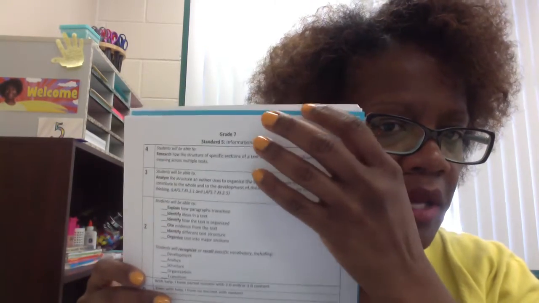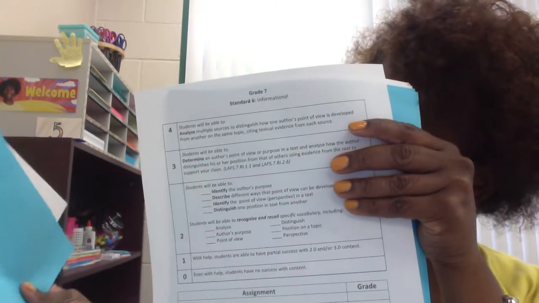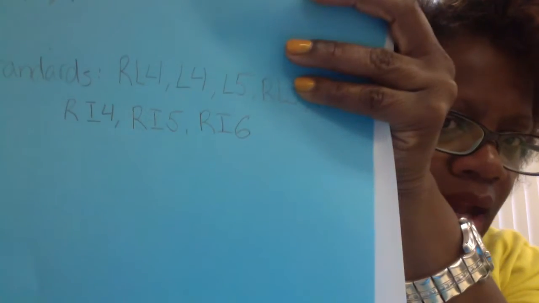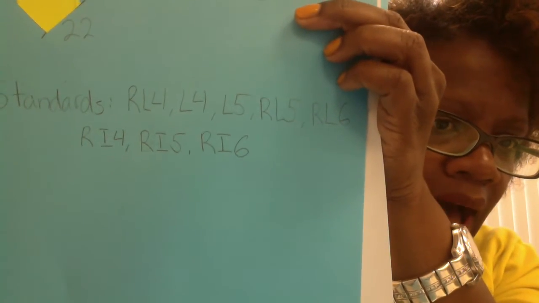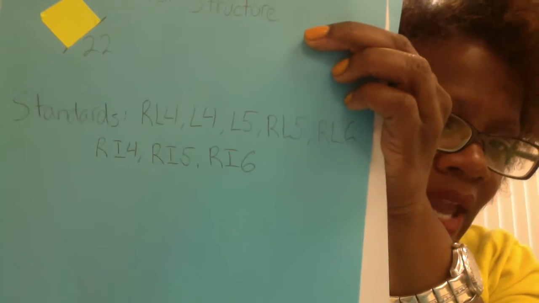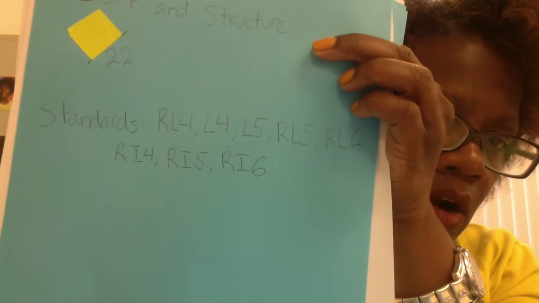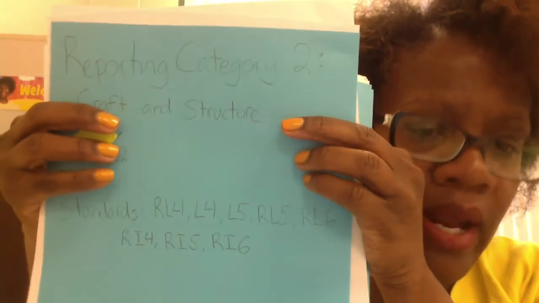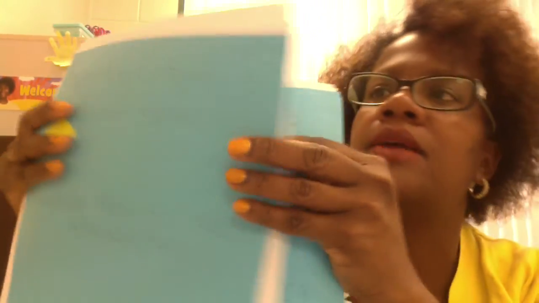Standard 5 informational. Now, here's what you need to know. Standard 6 informational. Here's what you need to know. There are 2 standards tested in this reporting category that I don't have scales for. L5 and L4. I will create the scales for those standards, all right? For right now, just skip it. When I give them to you, you can put them in place, all right?